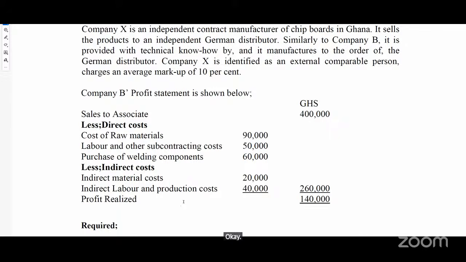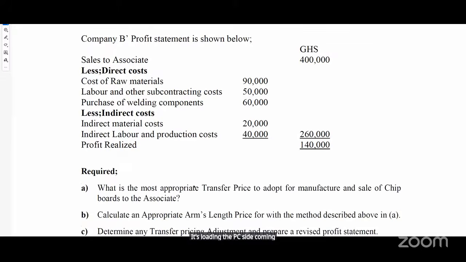Okay. It's loading. The PC is tired. Since yesterday, I didn't put it off.